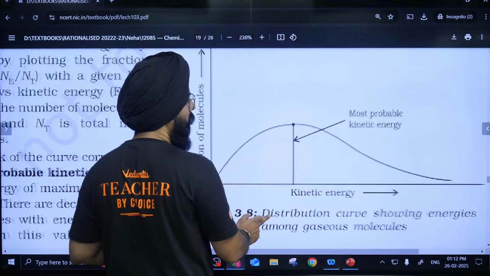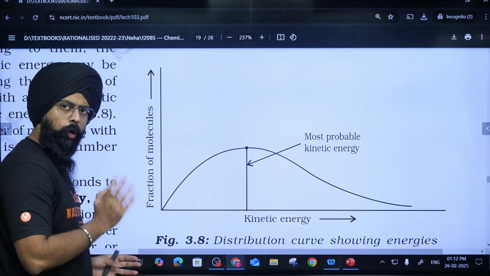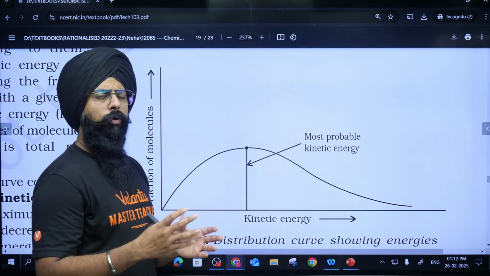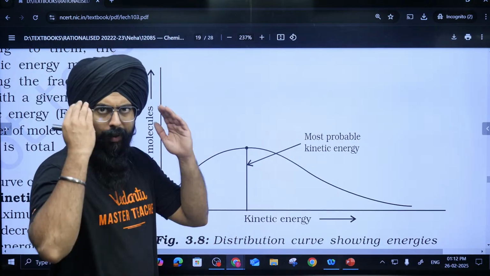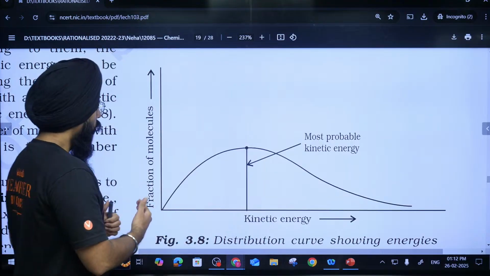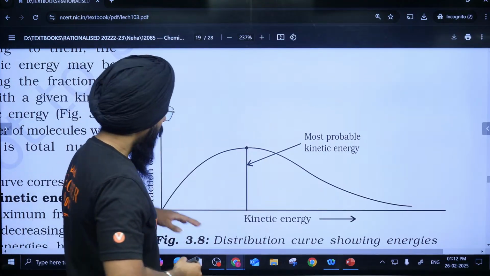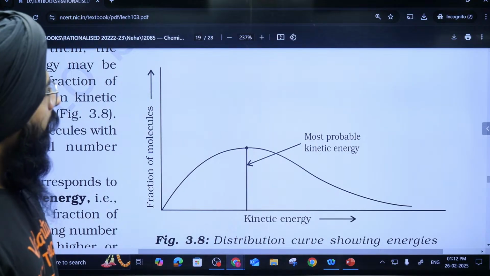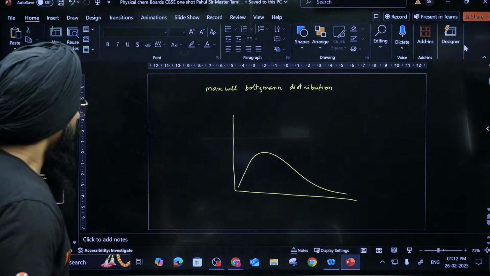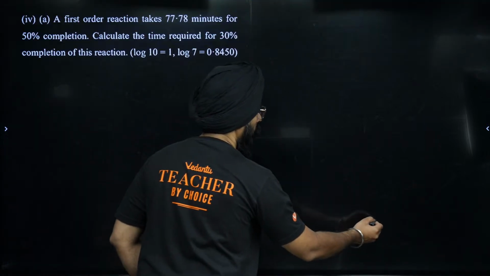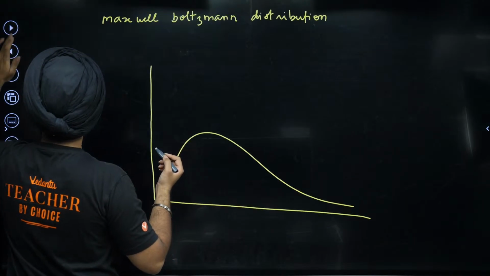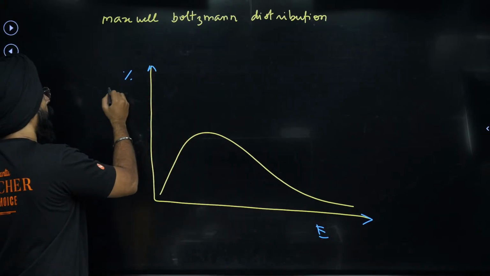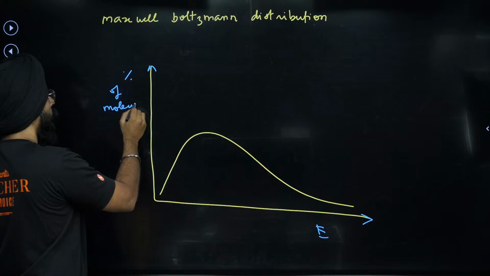So this one is known as the Maxwell-Boltzmann distribution. On the y-axis, as you can see, we have the number of molecules or fraction of molecules, or you can also say percentage of molecules. Our brain understands things better when we say percentage, right? So percentage of molecules on the y-axis, and on the x-axis we have the energy of those molecules. You could define it as the kinetic energy. Energy, and I can say percentage of molecules.